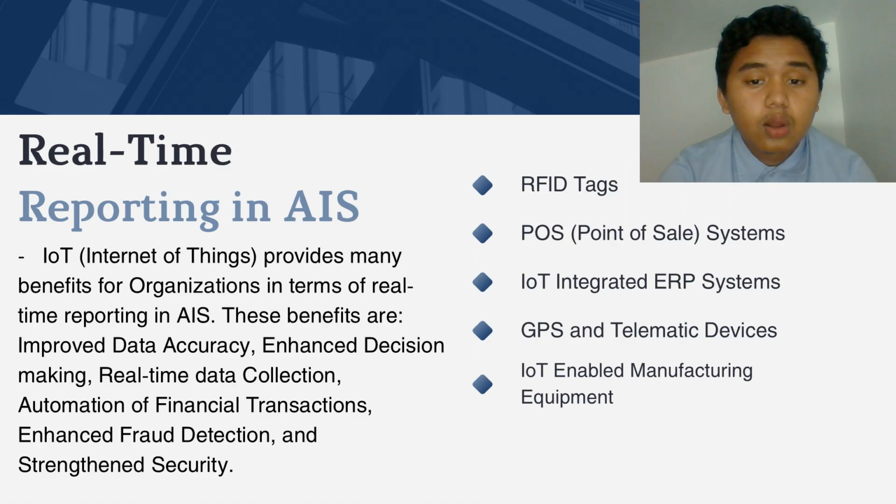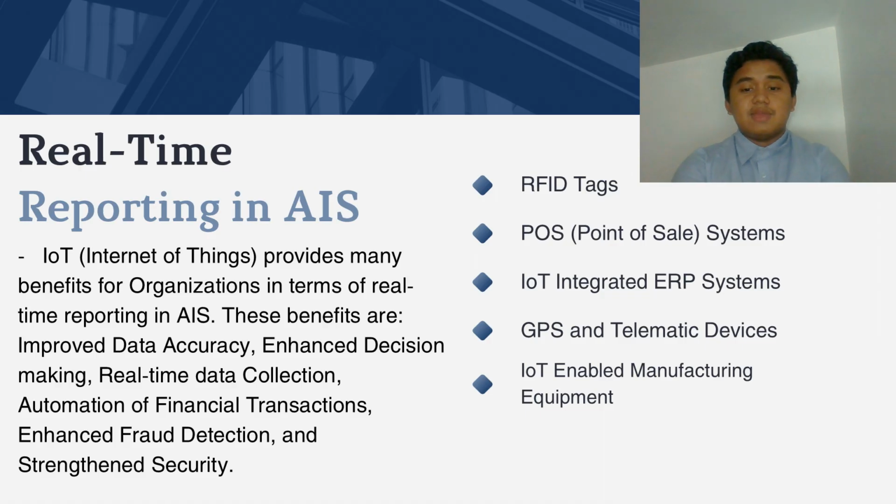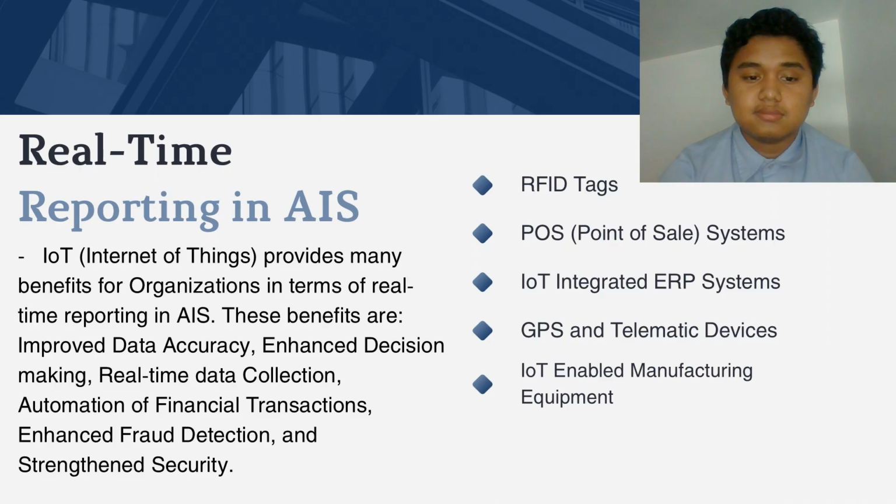GPS, which stands for Global Positioning System, provides location data, but on the other hand, telematics devices gather a broader range of information, including vehicle diagnostics and driver behavior, in addition to the location. Next, we have IoT-enabled manufacturing equipment. IoT enables manufacturing equipment to be smart, which allows it to connect to the internet and allows the machines to work more efficiently and effectively. In the next slide, we are going to be discussing examples of IoT devices.